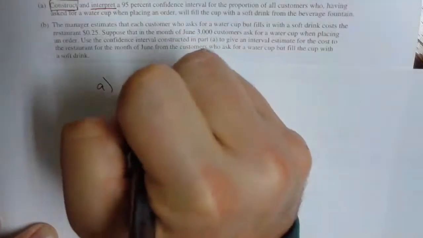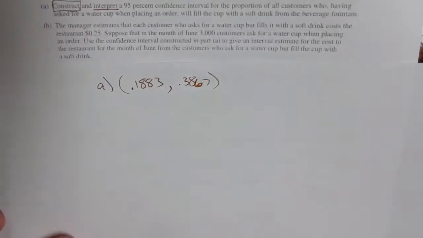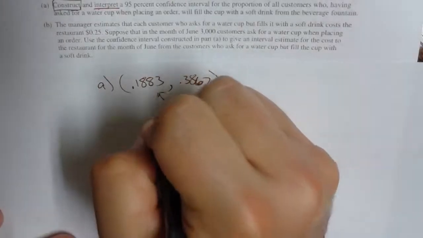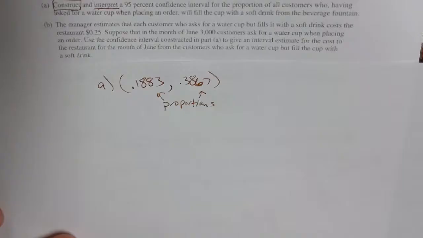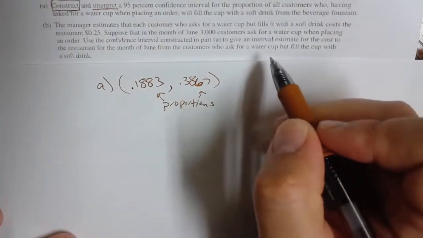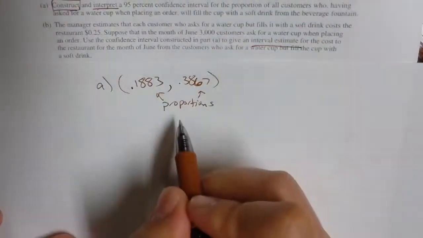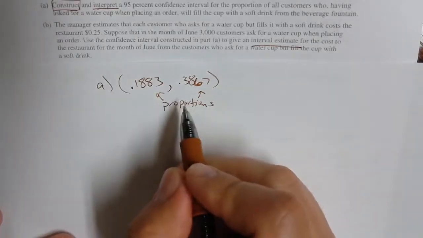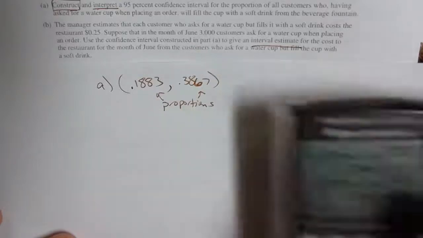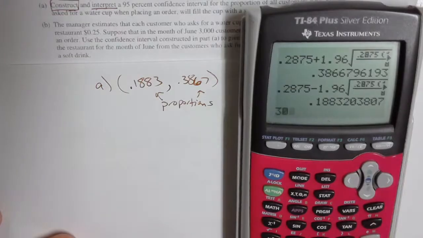So we had 0.1883 to 0.3867 as our estimate for the true proportion here. And basically we just want to convert this. So these are both proportions. And we are asked to give another interval here. It says use the confidence interval to give an interval estimate for the cost. So we just got to convert this into a cost. So in order to do that, let's first figure out how many people are we talking about here? If we estimate 3,000 customers, we could just take our confidence interval and multiply each of these by 3,000.